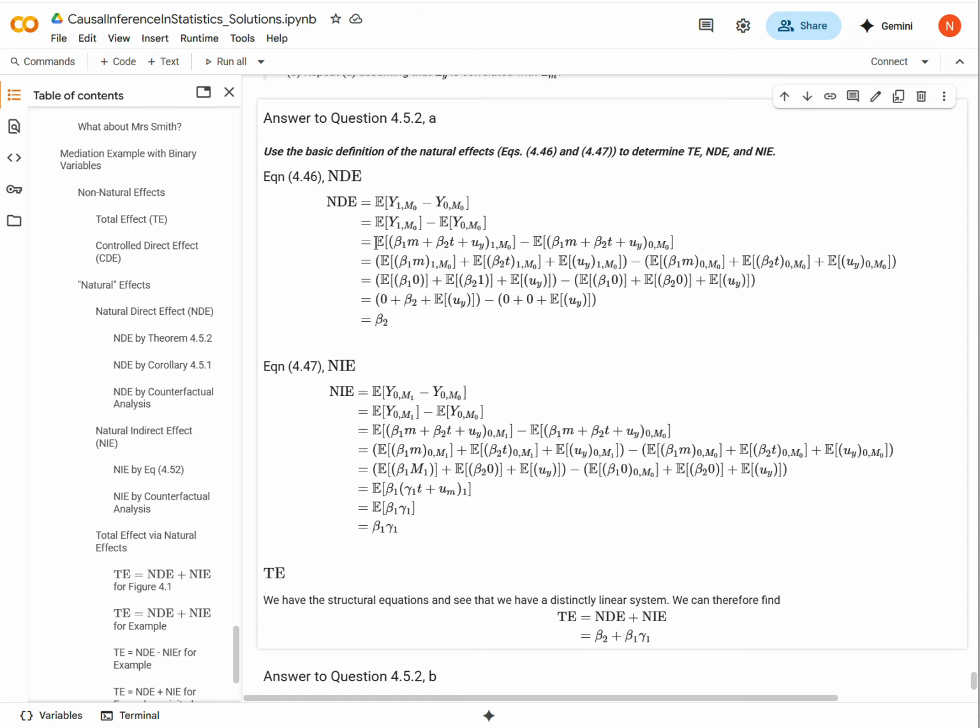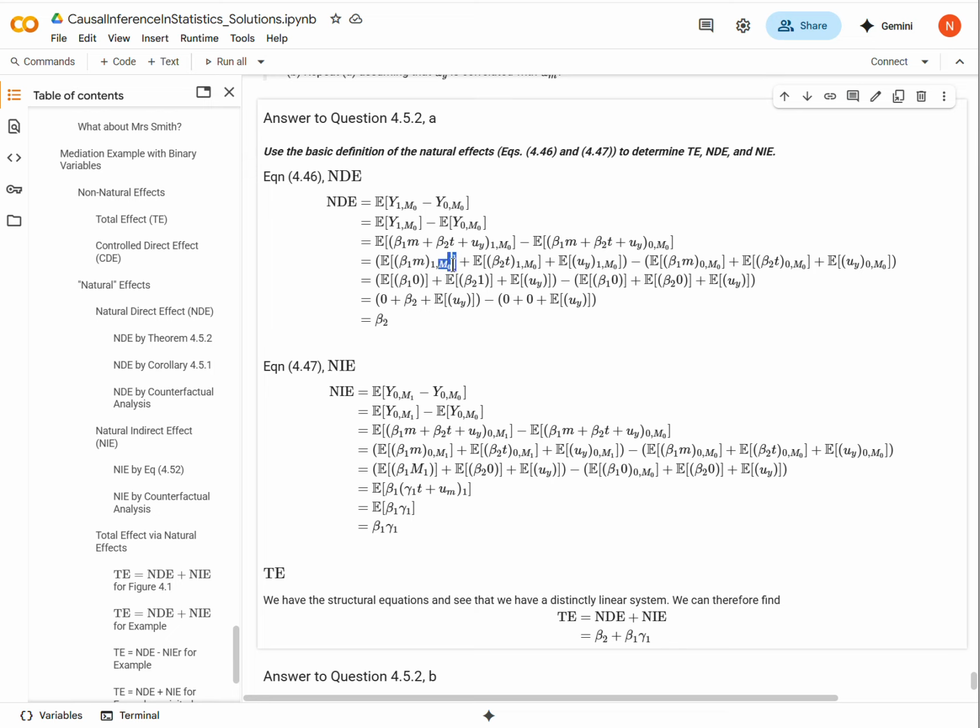I've broken this big expectation term up into a bunch of little ones, just because, why not? You don't have to do that. And then we just push these counterfactuals through. Anywhere we see an m, we give it the value that we would get under m equals 0. And anywhere we see a t, we give it a value of 1. And we do that across the board.